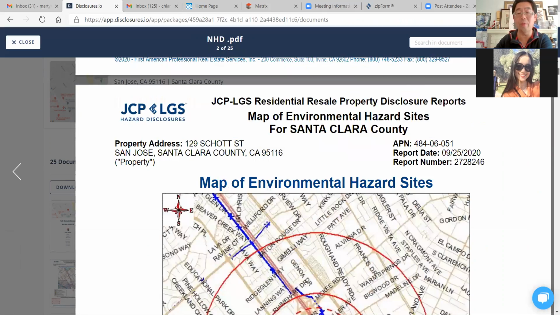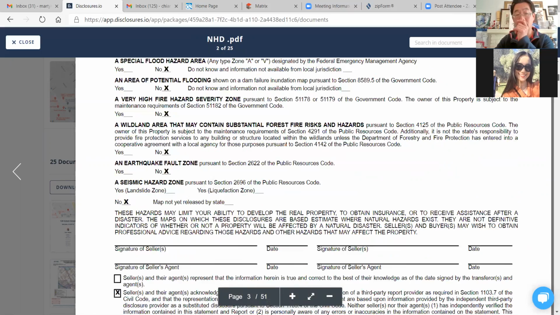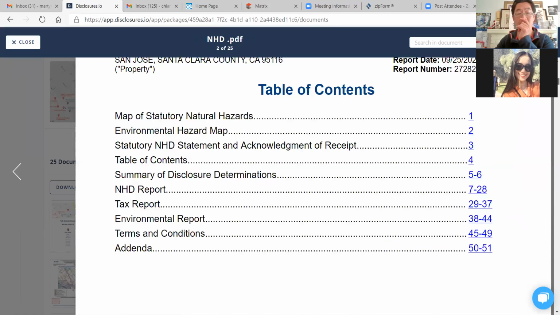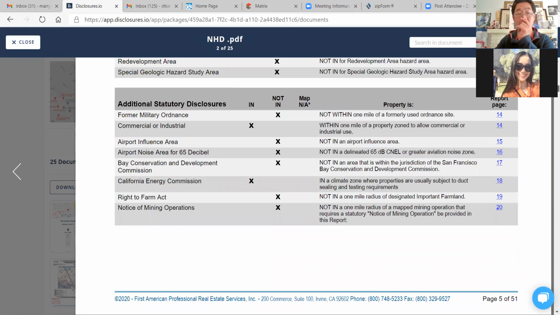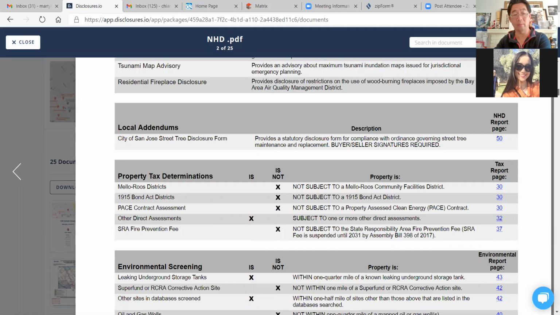What kind of zone is this? Let me see. Last night when I went through these, it mentioned this one being in some leaky something, but I wasn't sure. If you go down, you can see they checked yes on the underground leakage that used to happen near the location.